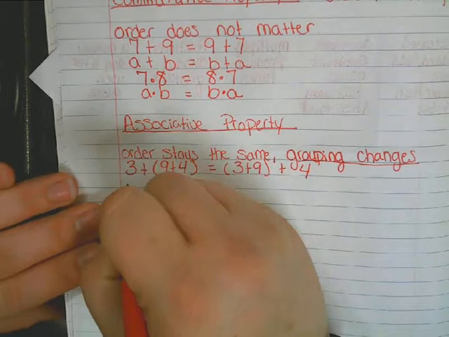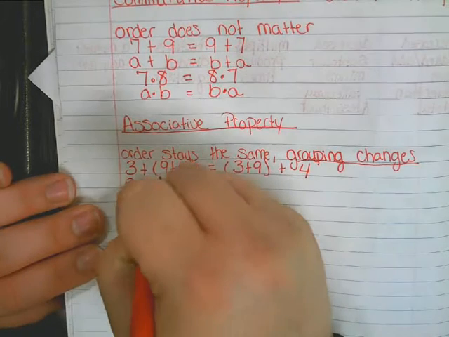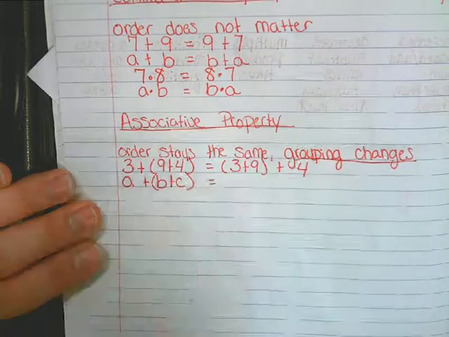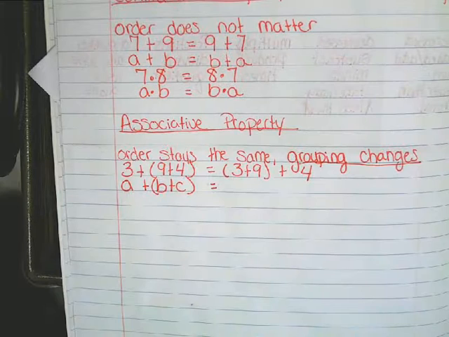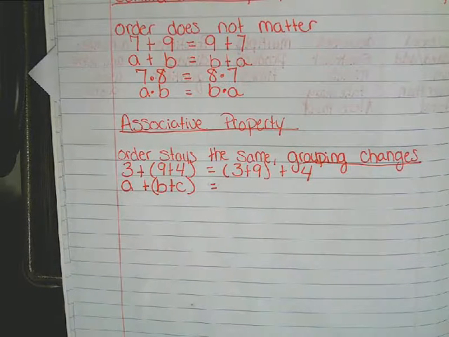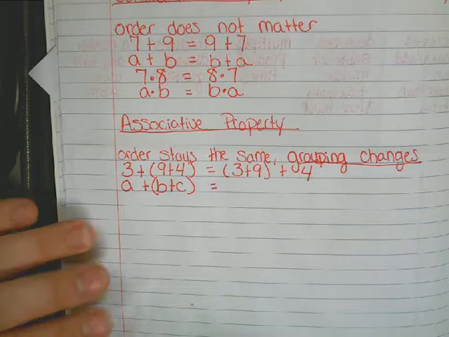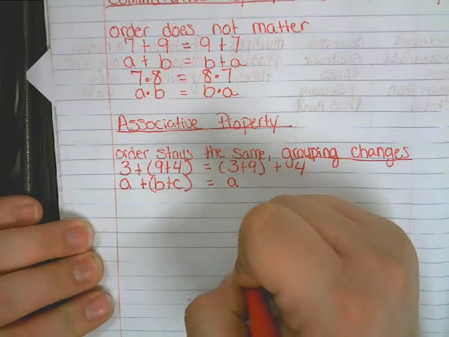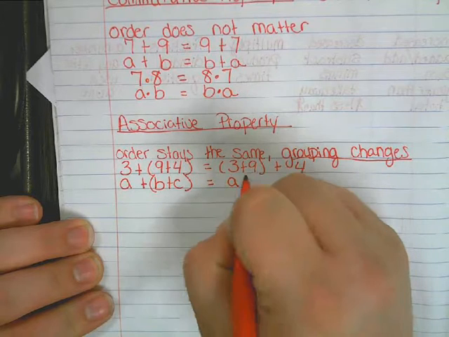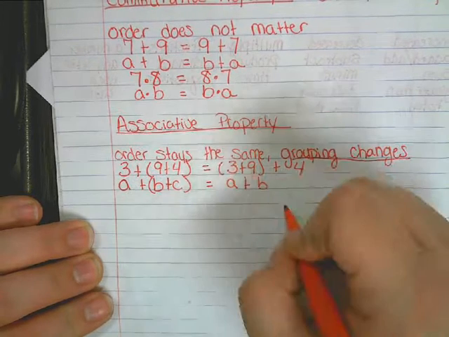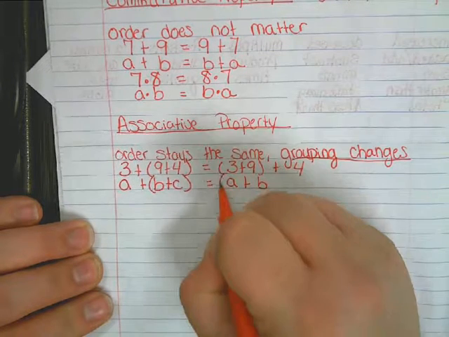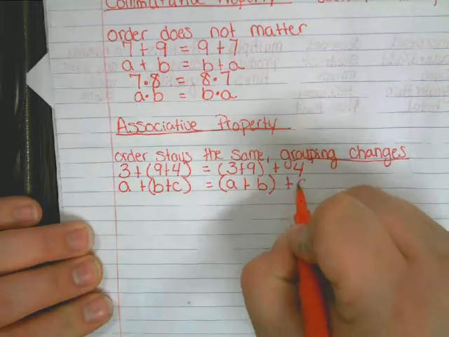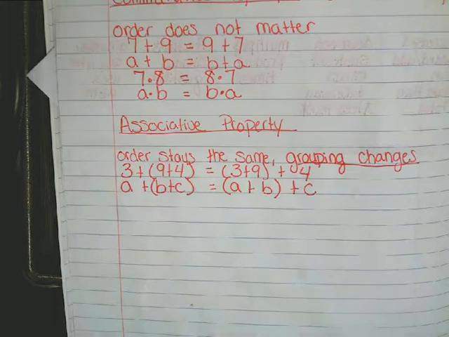So what if I have A plus, in parentheses, B plus C? How am I going to rewrite it on the other side? What has to start in the beginning? A plus. Ryan, what do you think? Okay, so A's got to go first, then what? Plus B. Good. Parentheses are going to move between the A and the B, and then what goes at the end? Plus C. Okay.